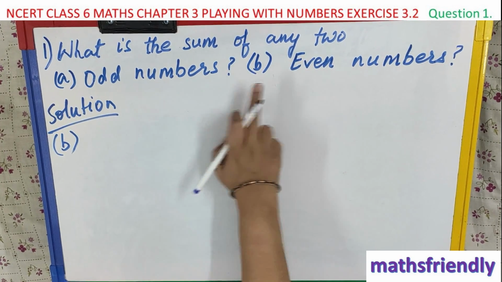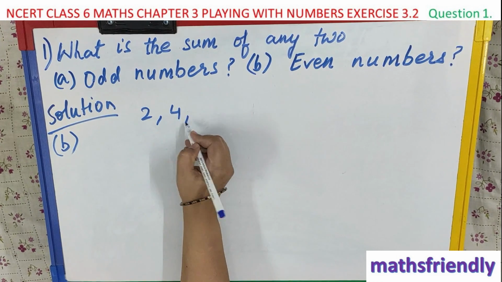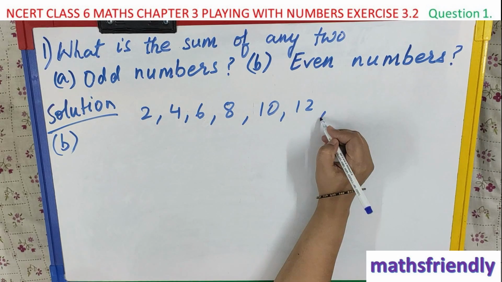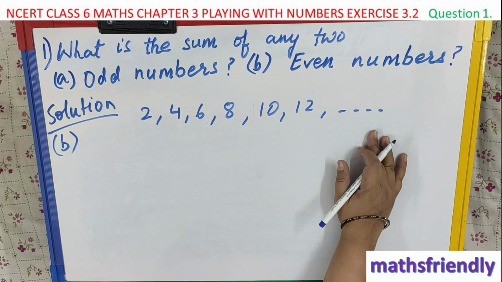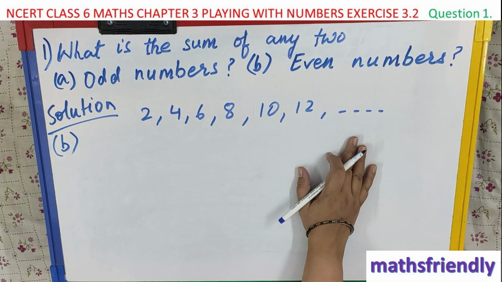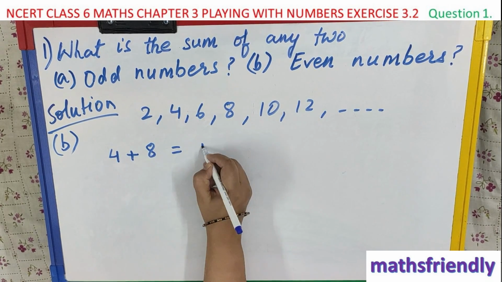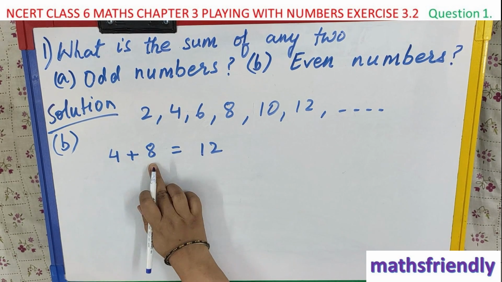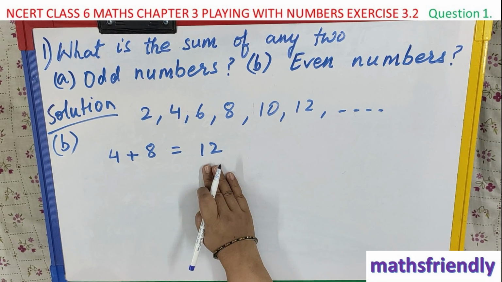What is the sum of any two even numbers? So what are even numbers? Even numbers are 2, 4, 6, 8, 10, 12. If we go on writing like that, that set of numbers are even numbers. The numbers which are divisible by 2 are even numbers. So the sum of any two of them is also an even number. These two are even numbers and the sum of these two even numbers is also an even number.